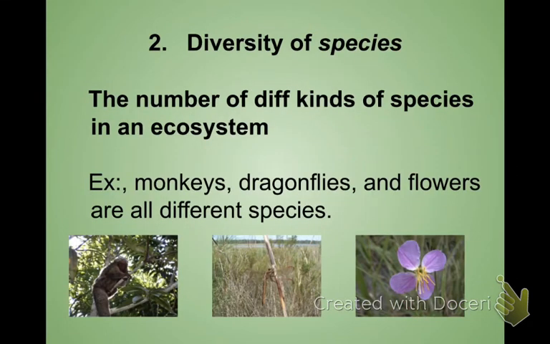The other way you measure biodiversity is by the different types of species, or the number of different species within an ecosystem. So instead of looking within a species, like with genetic diversity, now we're looking at many different species. We're looking at how many different types of flowers, different types of grass, different types of birds and insects and things like that. So you're looking at a number of different species.